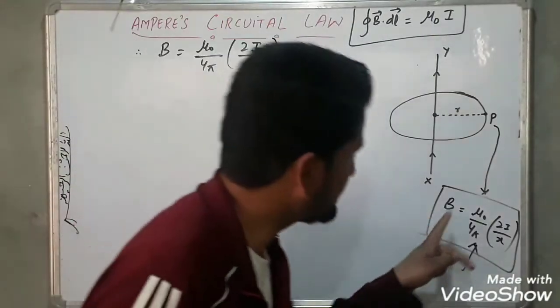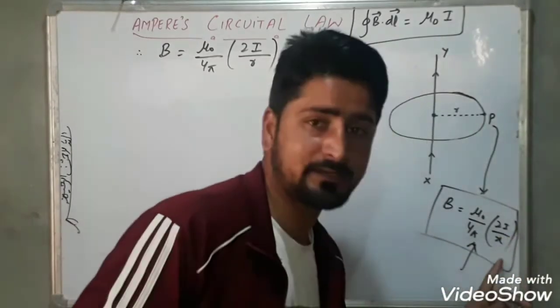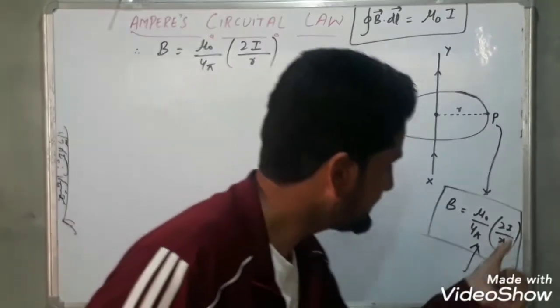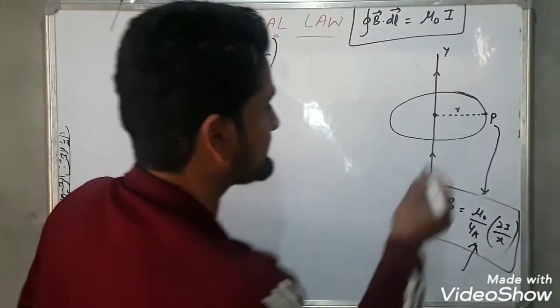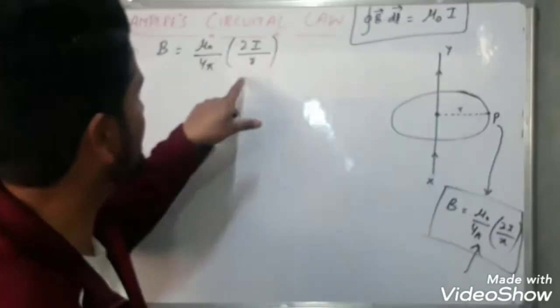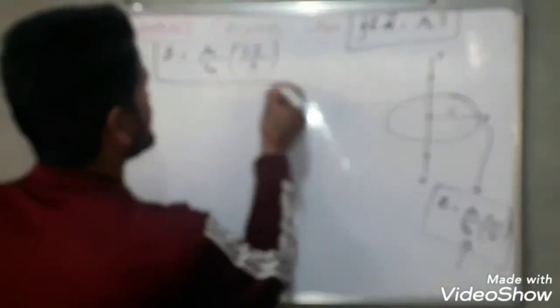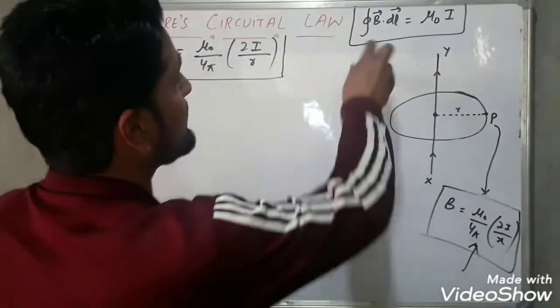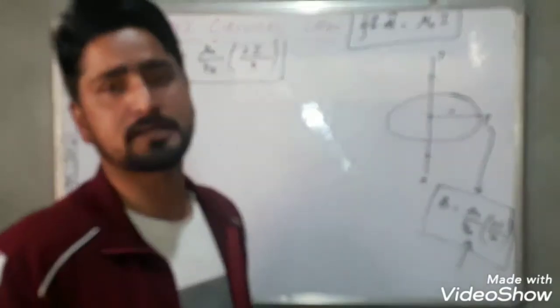Okay, so B equals mu naught by 4 pi, twice I by x. This mu naught by 4 pi is the value of k, a constant, I is the current, and x is the distance of point P from the straight conductor, and here the distance is r. So I can write B equals mu naught by 4 pi, twice I by r. Now we have to prove that the line integral of B dot dl equals mu naught times current I.